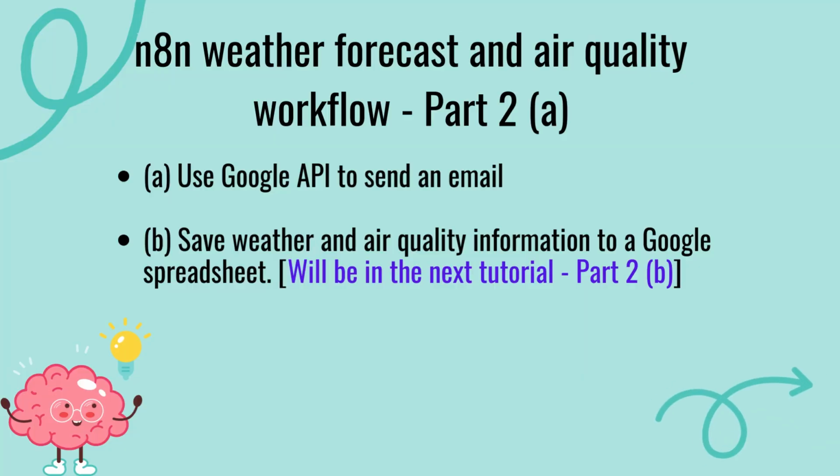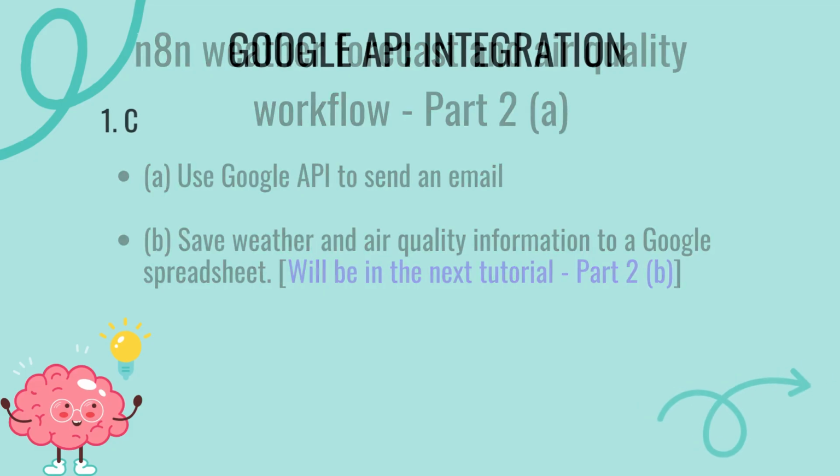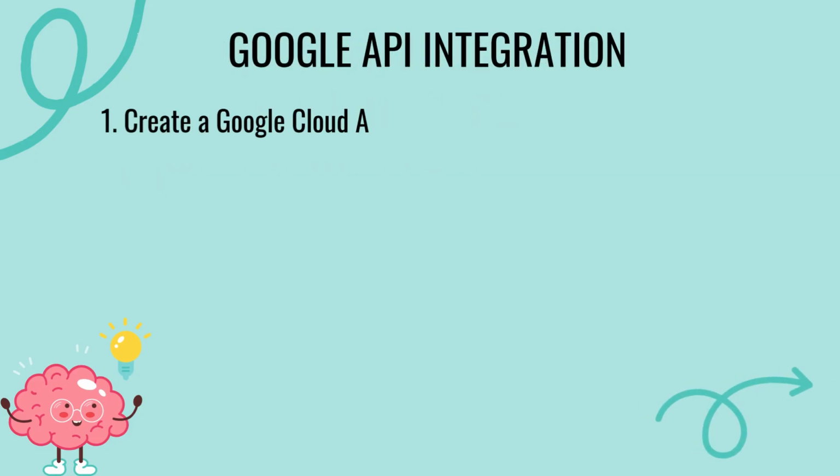Hey there, today we will continue with the second part of the n8n weather forecast and air quality workflow. We will talk about how to use Google API to send an email and save the weather information to a Google spreadsheet. The first thing you need to do is create a Google Cloud account using your Google account.